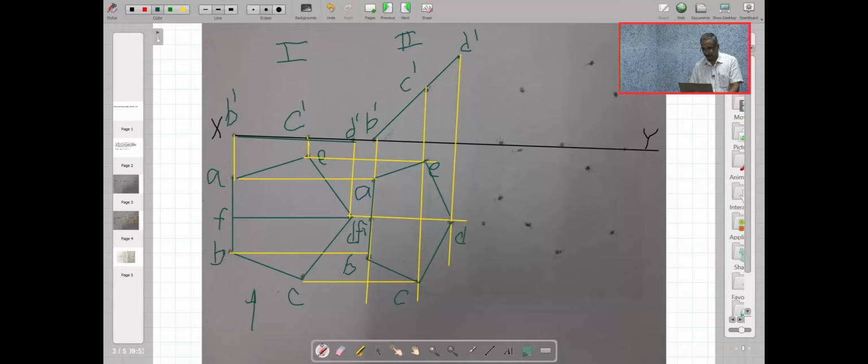So in stage 3, I will be tilting so that the line DF is inclined to VP at an angle of 30 degrees. This is my third stage. During this process, the height of all the points will remain the same and the shape of the top view will remain the same compared to the previous view.